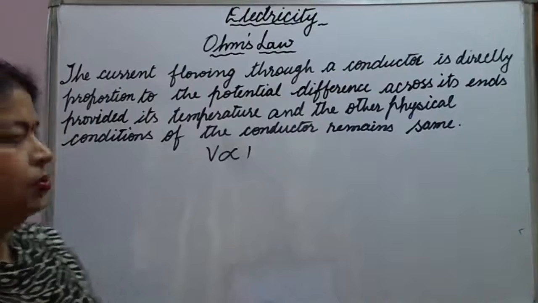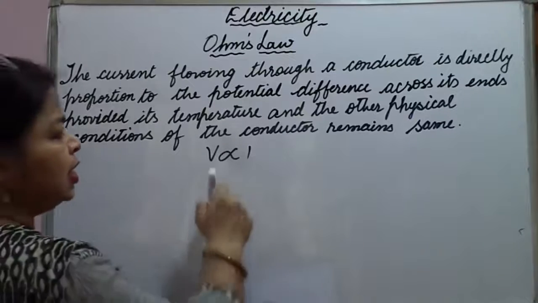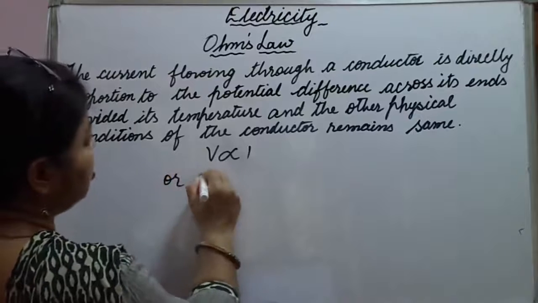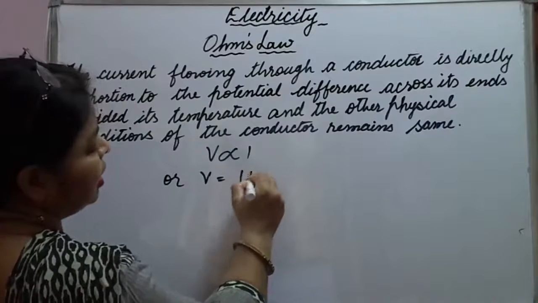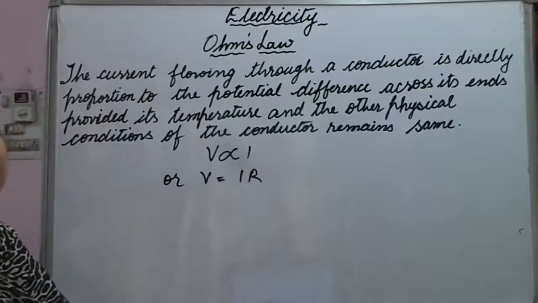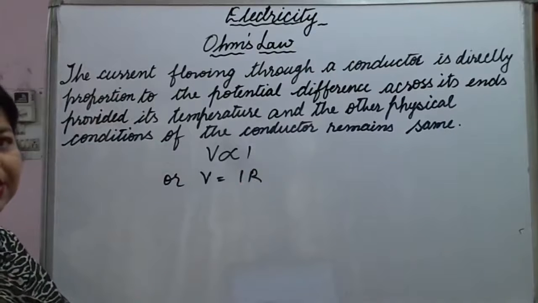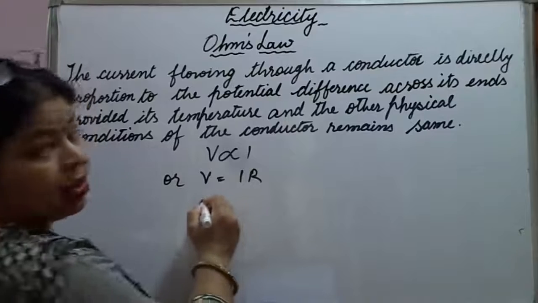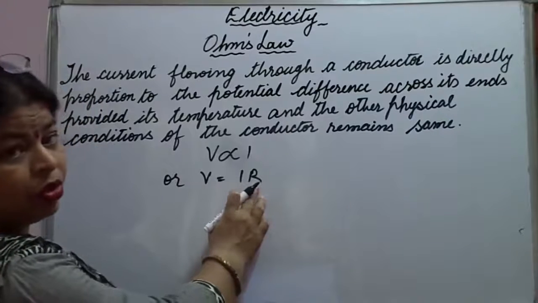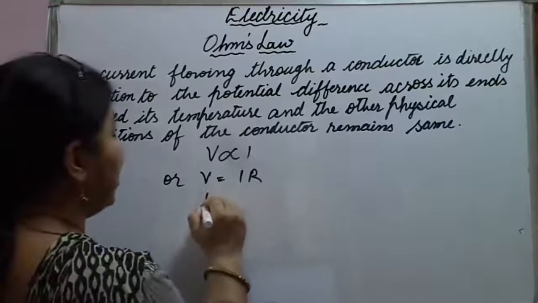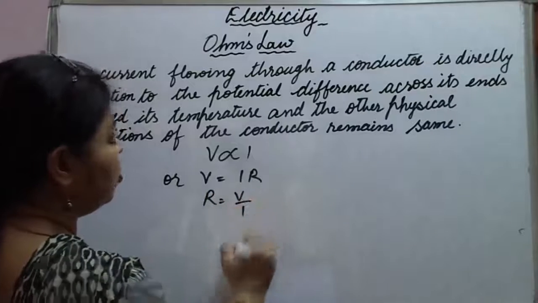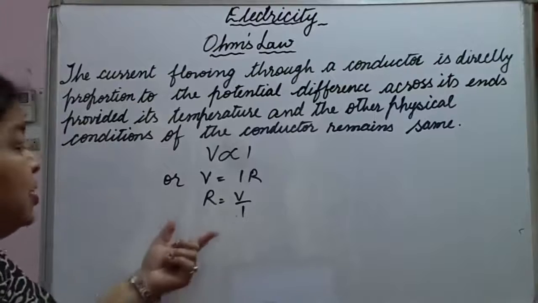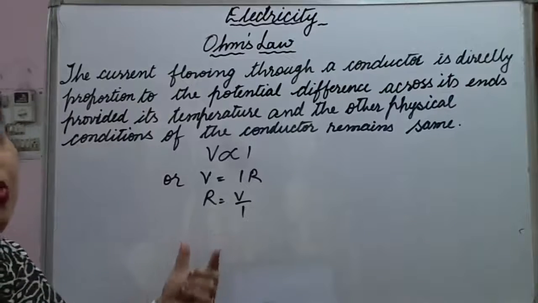So to remove this proportionality sign, what do we need to do? We are going to write R. V is equal to I R. What is R? R is a constant value, that is its resistance. We call it resistance. Or we can write, what is the value of R? We do not know, so how to find out? R is equal to V upon I. So this is called the mathematical expression of Ohm's law.